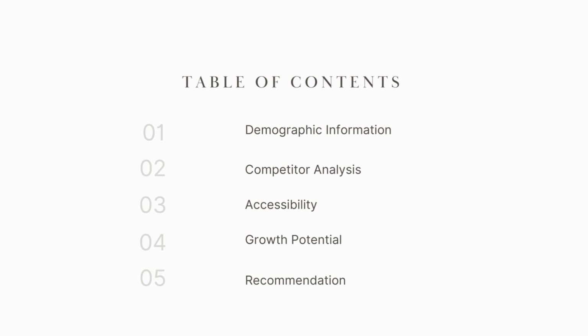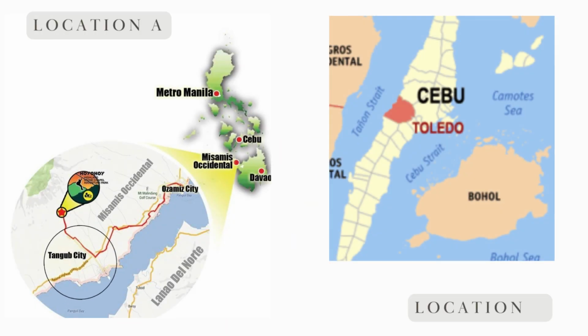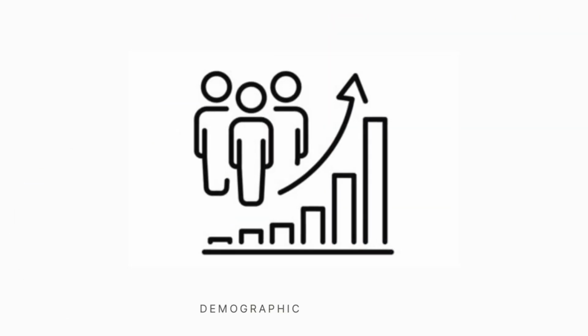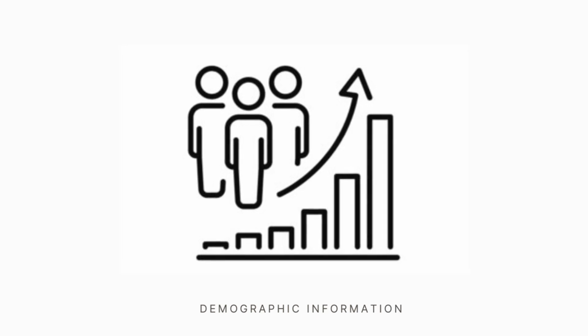and growth potential. Comparing all these criteria, we have 2 places to look into. Location A is Tangub City in Misamis Occidental and location B is in Toledo City, Cebu. Demographic information shows all the information regarding the area chosen.